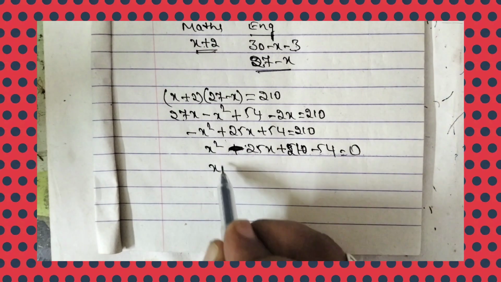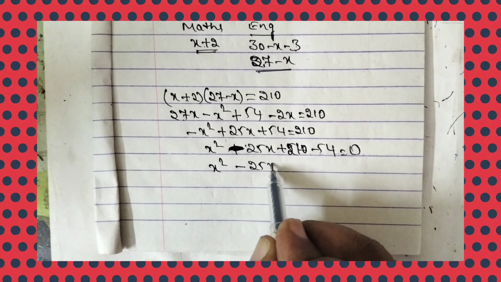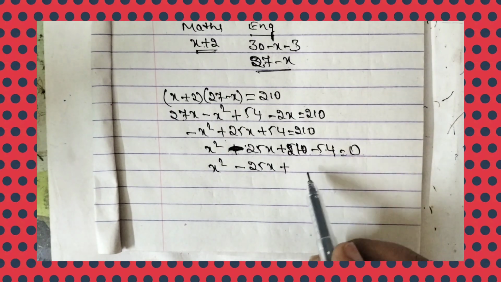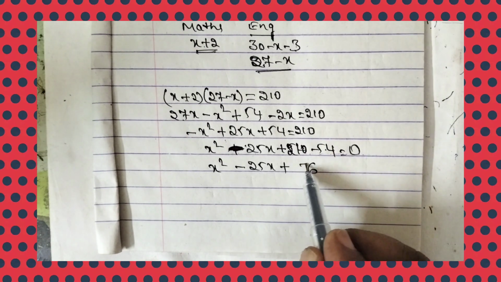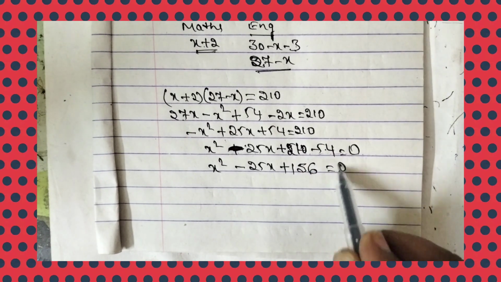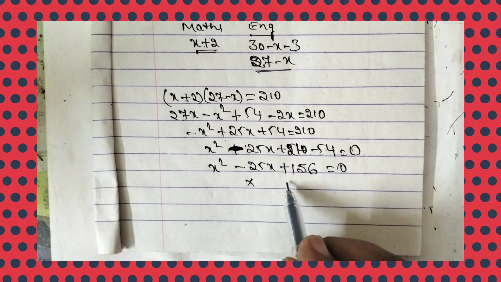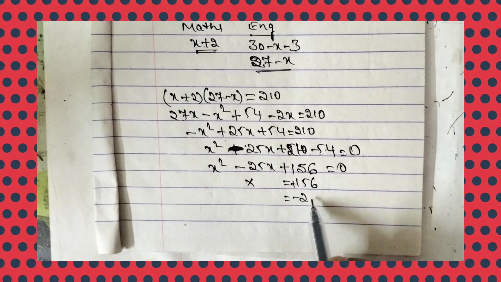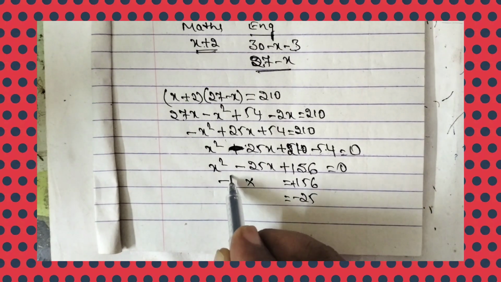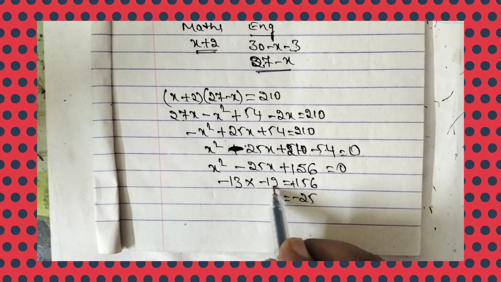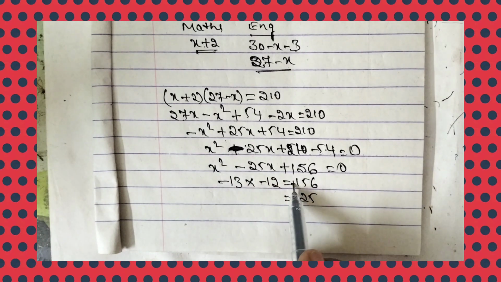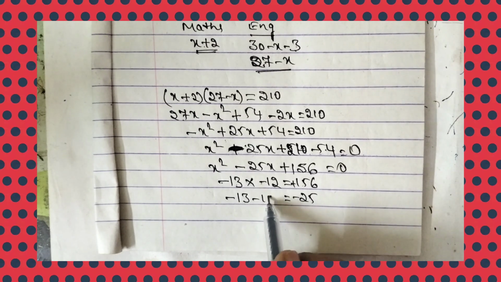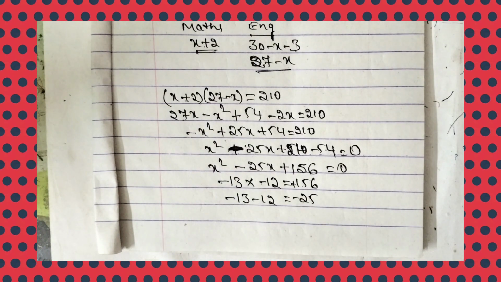So now x square minus 25x, then 210 minus 54 is 156, equal to 0. x square minus 25x plus 156 is equal to 0. If you multiply two numbers, you have to get plus 156. If you add them, you have to get minus 25. So one is minus 13, another is minus 12. Minus into minus is plus. 13 twelves are 156. Minus 13 minus 12 is equal to minus 25.